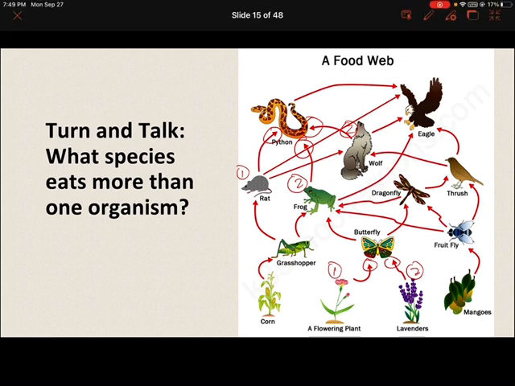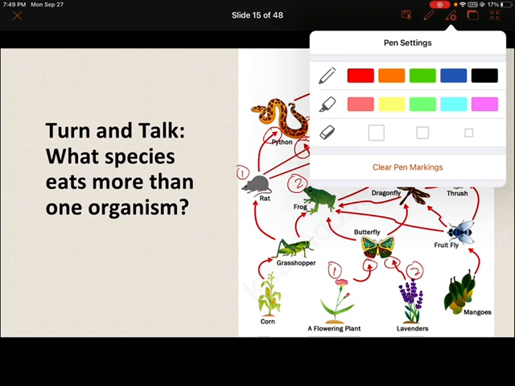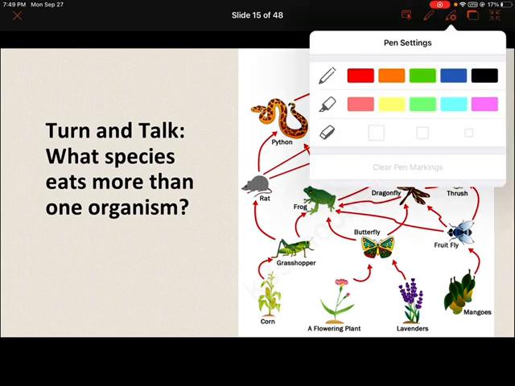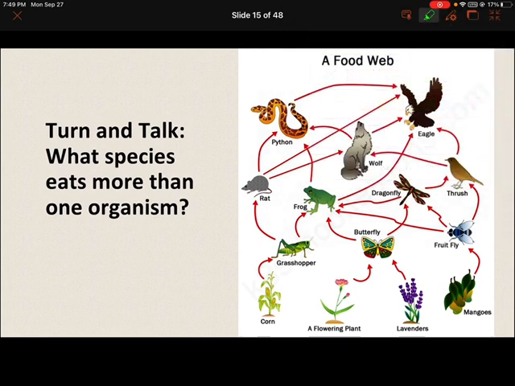Let's actually look at one. So I'm going to erase everything that I did here so that it's a little more clear. And basically, when you look at a food web, you should try to determine where the food chains are. So let's just start always. Where do we always start? What did we just say? We always start at the producer level. So our producer level is way at the bottom here. Corn, flowering plant, lavender, and mangoes.